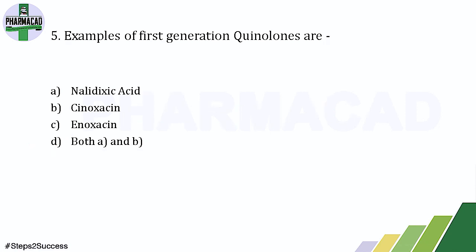Next, examples of first generation quinolones are. For the first generation quinolones, remember you have only two examples, that is nalidixic acid and cinoxacin. So yes, the correct option here is option D, that is nalidixic acid and cinoxacin. Both A and B are the examples of first generation quinolones.